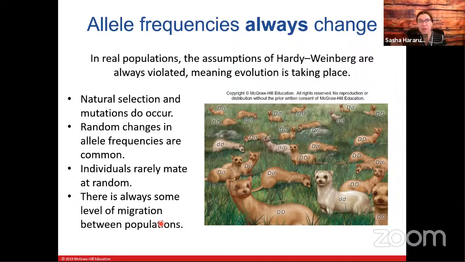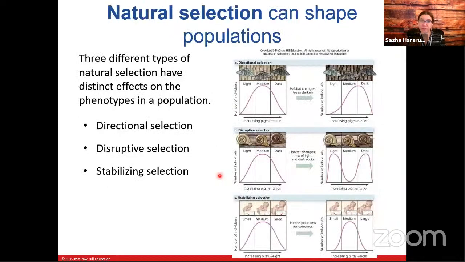So in the next couple of slides, I'm going to go deeper into each of these reasons why Hardy-Weinberg equilibrium is not maintained in real world populations. The first reason is natural selection, and it can shape the populations. There are three types of natural selection that have distinct effects on the phenotypes in a population. The first type is directional. The second type is disruptive, and the third type is stabilizing selection.